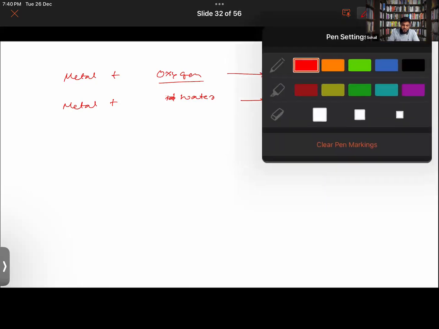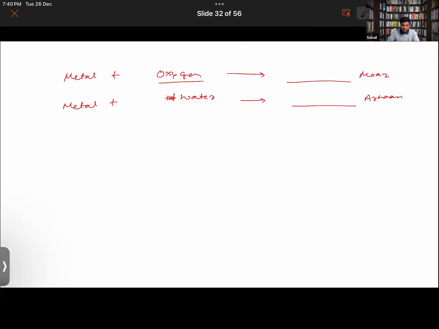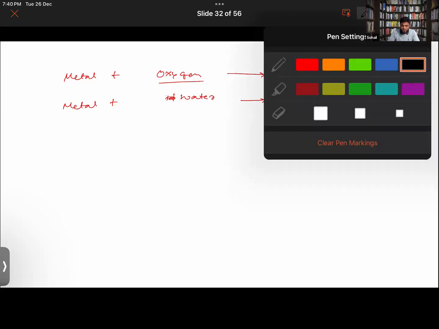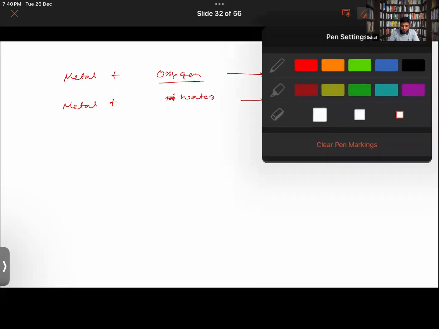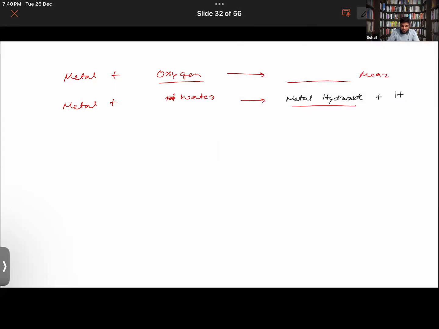What do we call that hydroxide? Metal hydroxide, no? Yes, sir. So metal hydroxide, and then plus hydrogen. I can see you guys aren't revising the things. ऐसे ही आपको बिल्कुल benefit नहीं होगा class में. You won't be benefiting with the class then. Make sure you revise the things.